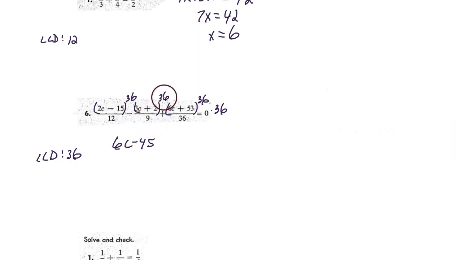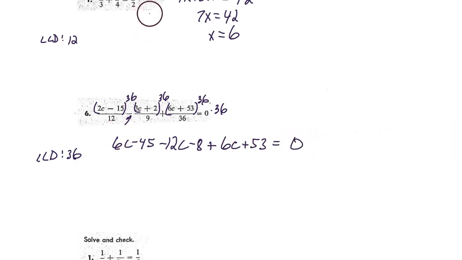9 will go into 36 4 times. Notice the minus here. So let's take a negative 4 and times it to those two things. We get negative 12c minus 8. 36 and 36 reduces just to a 1. So we get positive 6c and plus 53. And 0 times 36 is still 0.